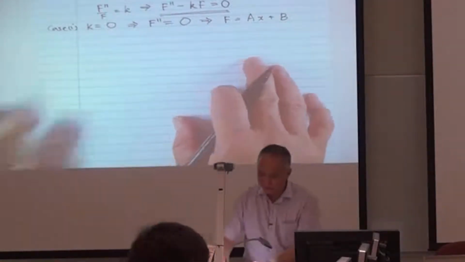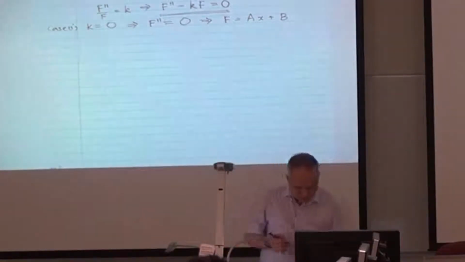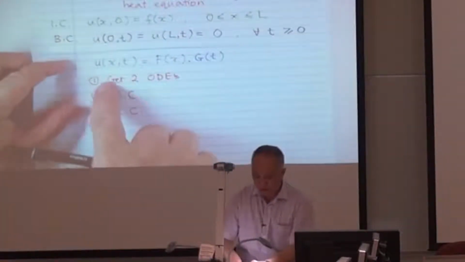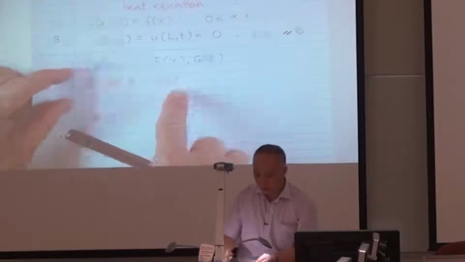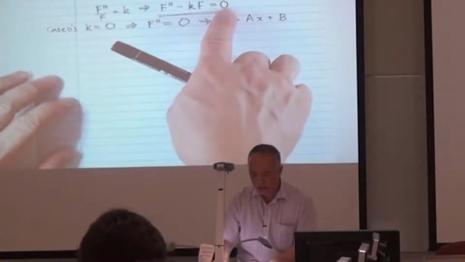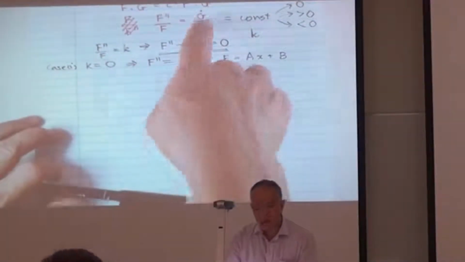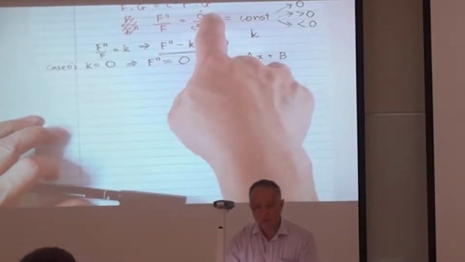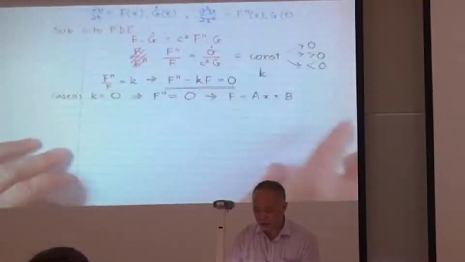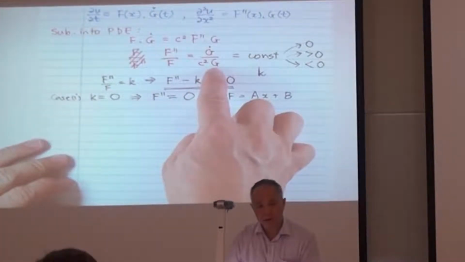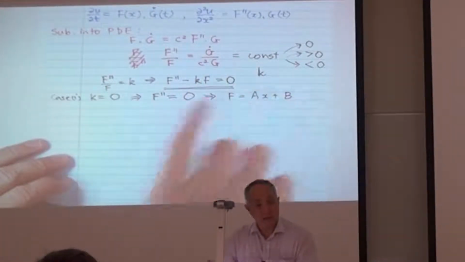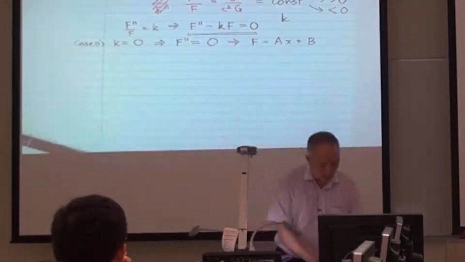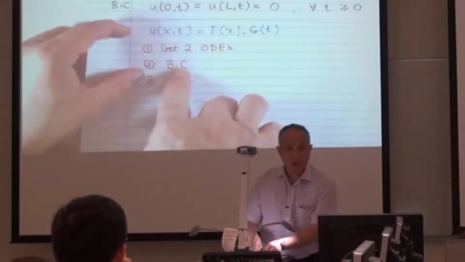Now, remember what we wrote just now? We already did step 1, where we split it into 2 ODEs. This is one ODE. Where is the other ODE? The other ODE, I worry about it later. The other ODE will be G dot over c squared times G equals K, but we'll worry about that later. So we have got one of the ODEs. Now we are applying the boundary conditions.